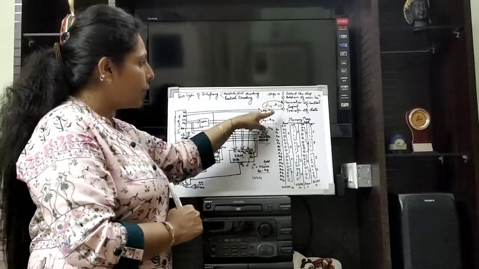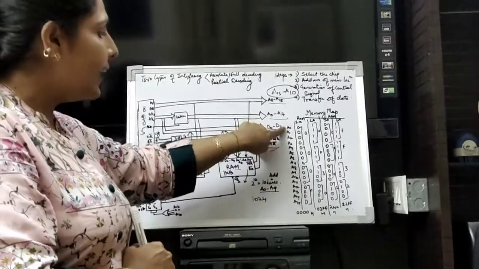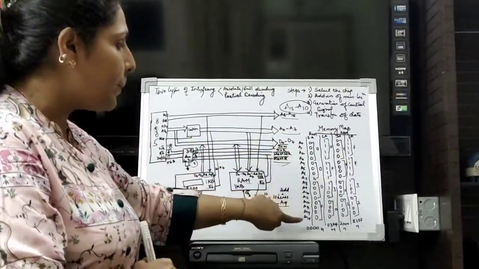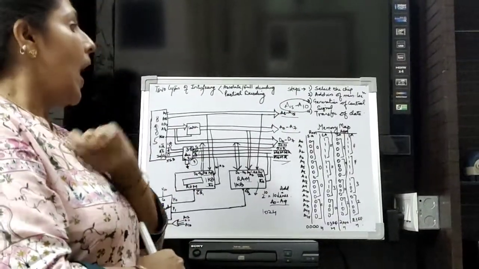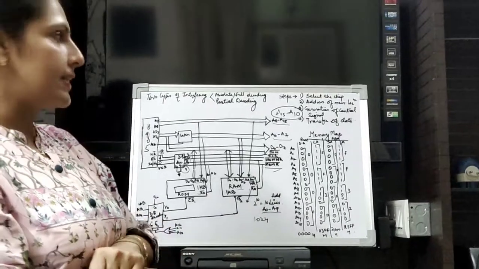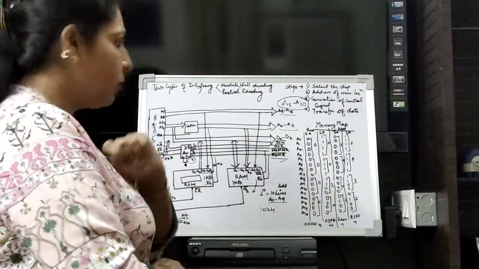Here I have drawn the memory map. What is a memory map? We have to write A0 to A15 completely. So A0, A1, A2 up to A15. Write it down. After that, I will calculate the starting address of ROM and the last address of ROM. Now for the starting address of ROM, what will happen?